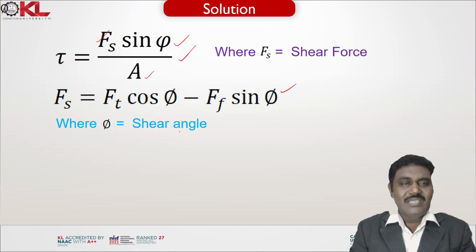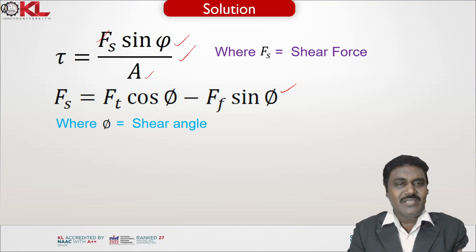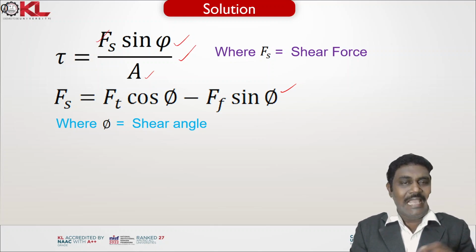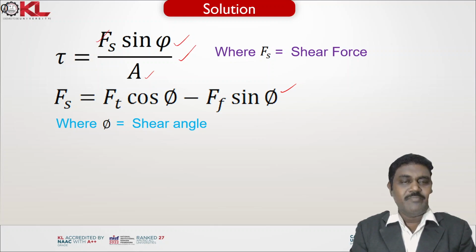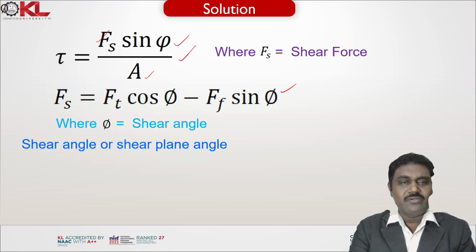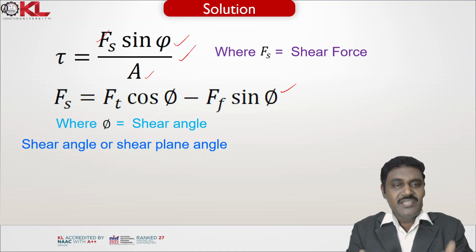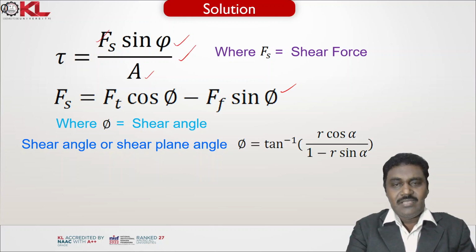In this equation, to calculate the shear force I require the tangential force, the frictional force and the shear plane angle phi. But the shear plane angle phi is unknown. So first, to find the shear force, you need to find the shear angle phi. Shear angle and shear plane angle are the same. How are you going to find it? That formula is phi is equal to tan inverse of r cos alpha by 1 minus r sin alpha.